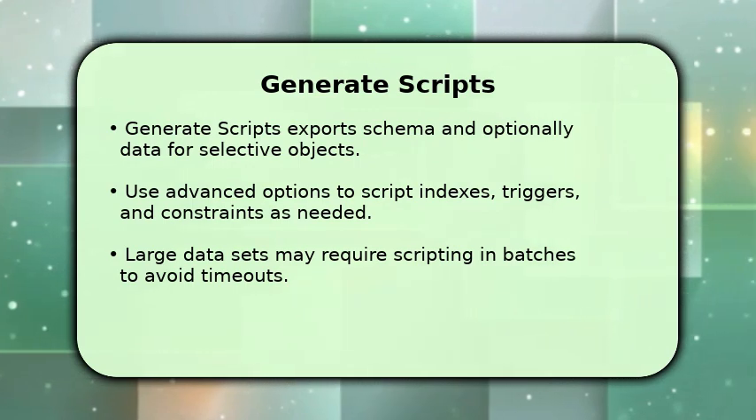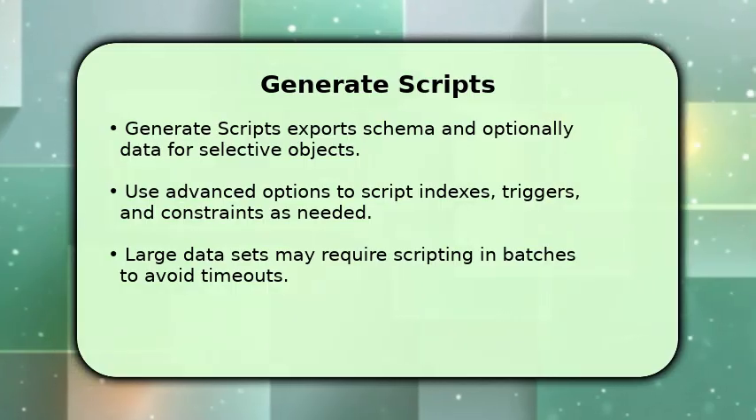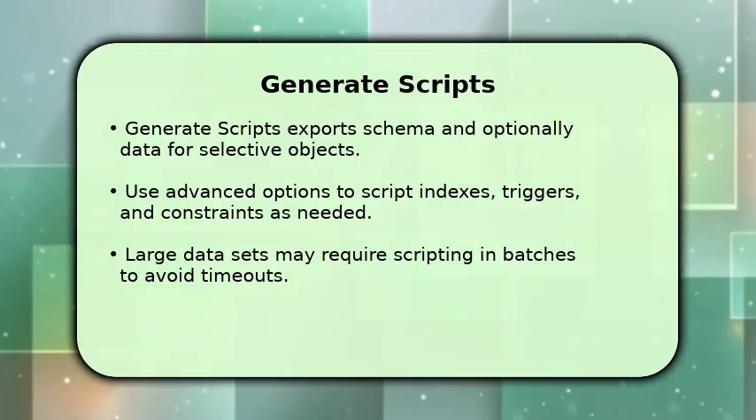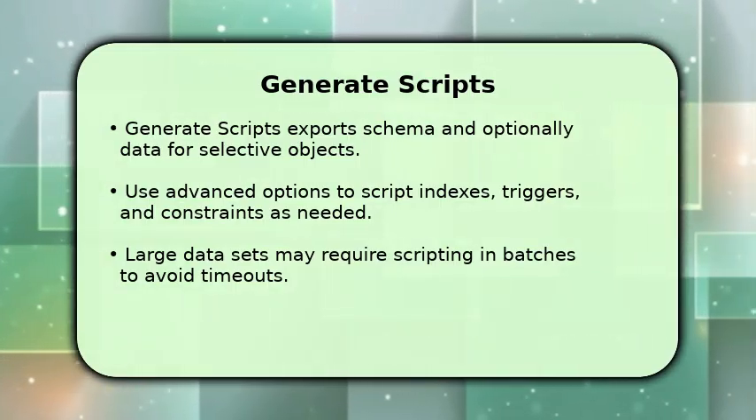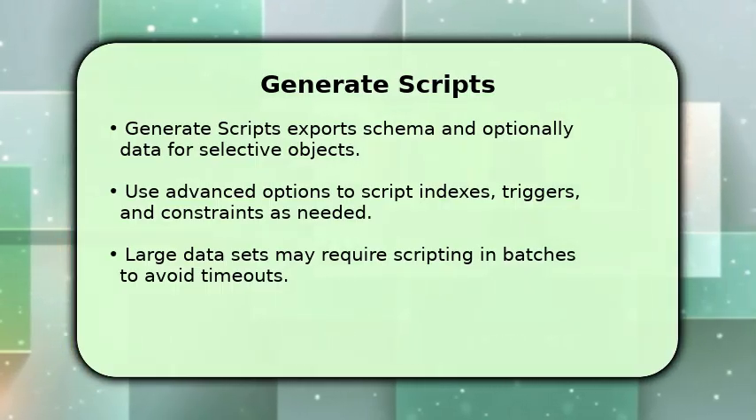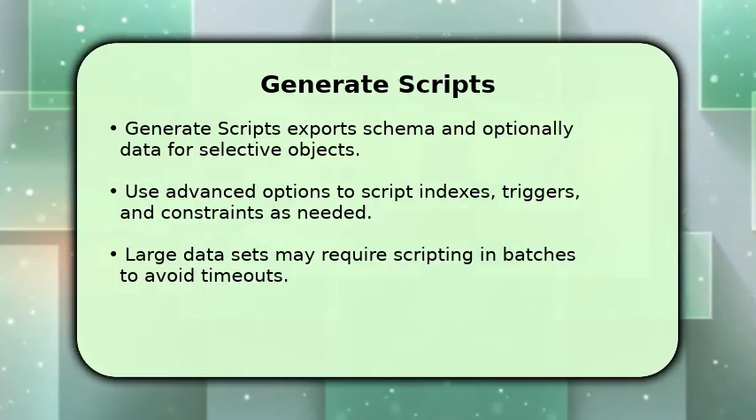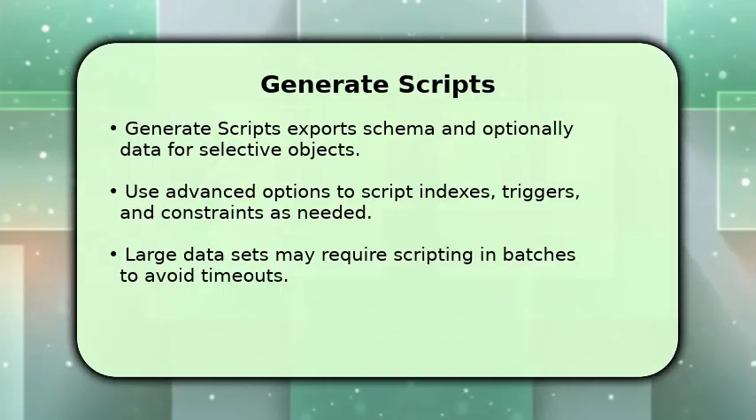In Management Studio, choose Tasks, then Generate Scripts and select the objects you need to export. Configure advanced options to include data, schema, or both, and adjust the types of SQL to target your destination engine. For large tables, script data in batches or use BCP for efficiency. Save the generated script to a file or clipboard and run it on the target server to recreate the schema and insert exported rows as required.